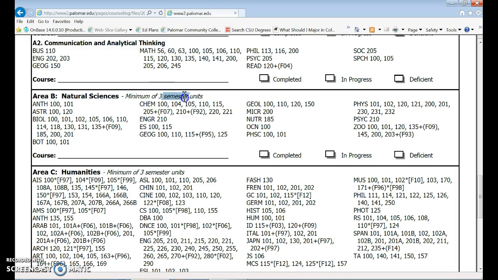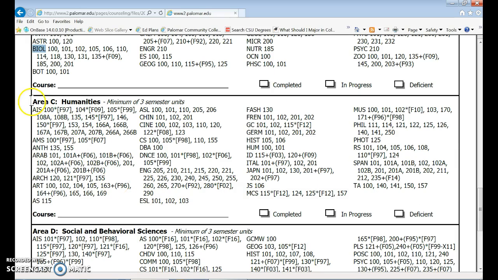In Area B, you'll have natural sciences. You need to pick at least 3 semester units. Usually it's 1 class. You can pick any one of these classes here. Understand zoology, this is the last semester of the summer that zoology will be offered in the summer because it's moving over to biology.